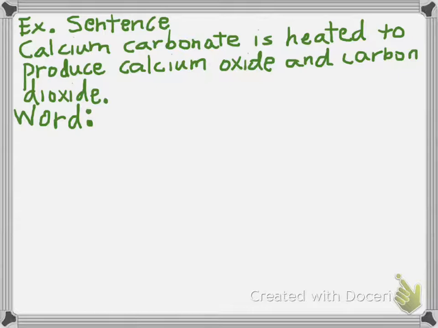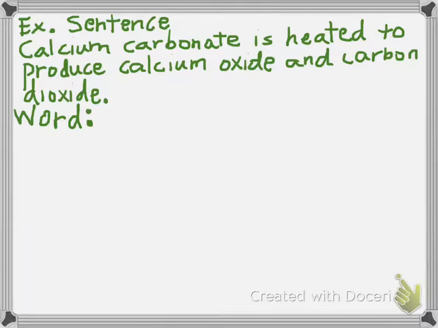We're not going to do that with mass. We're going to make sure that we have the same numbers of atoms on both the reactants and the product side of the equation. So our decomposition example is calcium carbonate is heated to produce calcium oxide and carbon dioxide.